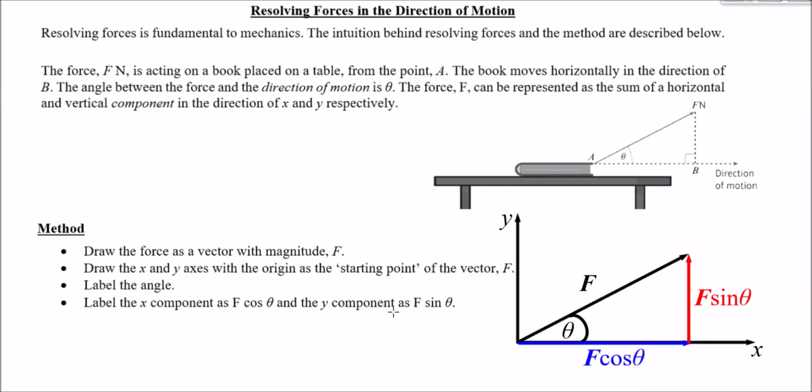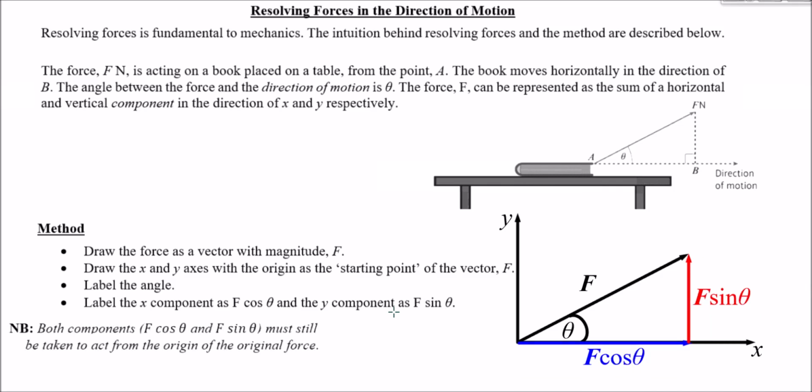And nearly there now. In fact, we have pretty much done. However, what you need to remember is both components, F cos theta and F sin theta, although it looks like F sin theta is floating here, you need to remember these forces originate from where the overall resultant force acts as well. So a more useful representation of this will be to slide this F sin theta back to the origin, the true origin of this force, so you have this effect here.